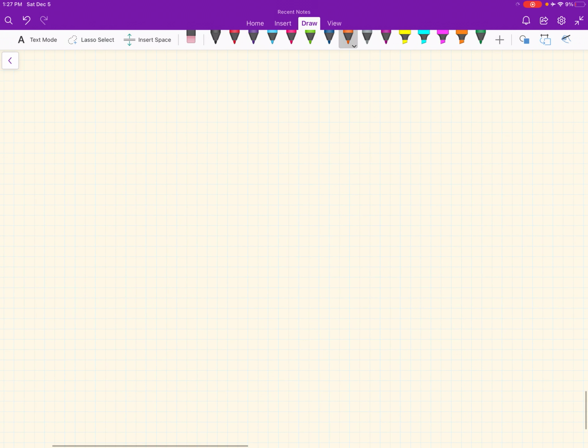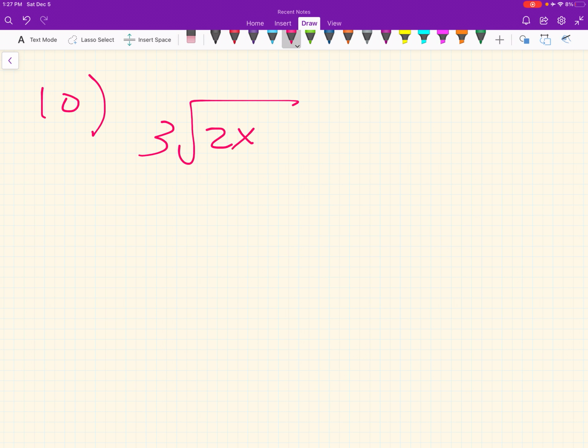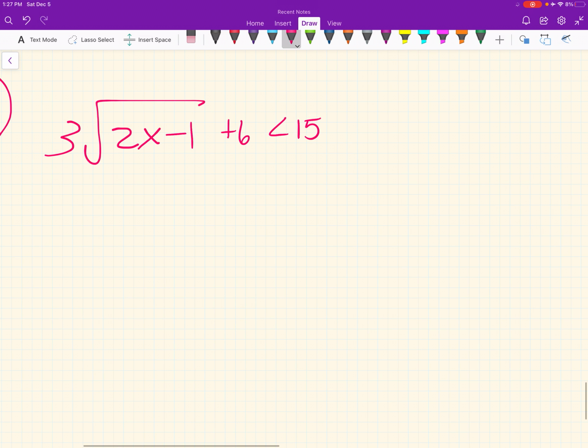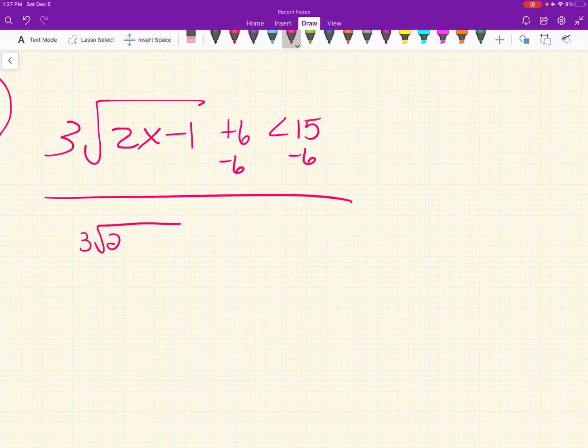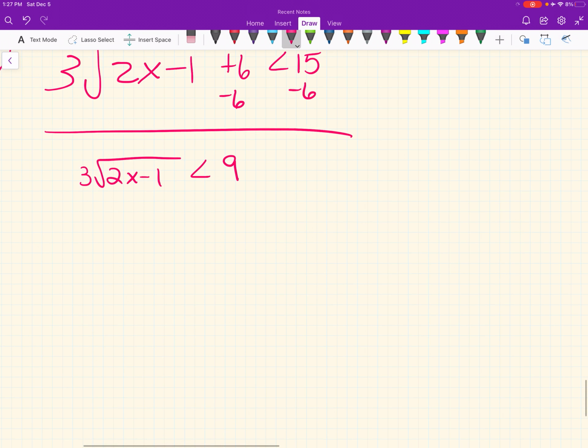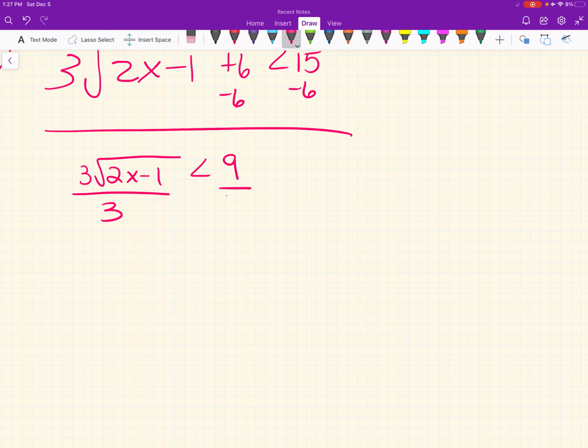All right, let me do one more, and then I better charge some things here. Number 10 is 3 times the square root of 2x minus 1, plus 6, is less than 15. Let me see if this works really quick. Oh yeah, I think I got enough charge. Let's see if I can finish it out. We're going to subtract 6 from both sides. And like I said, I'm moving quickly because hopefully you understand some of this. If not, come back and slow it down a little bit or watch it more than once. Okay, divide both sides by 3 to get the radical by itself.